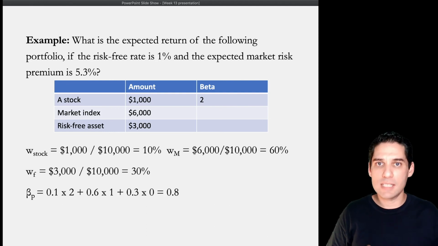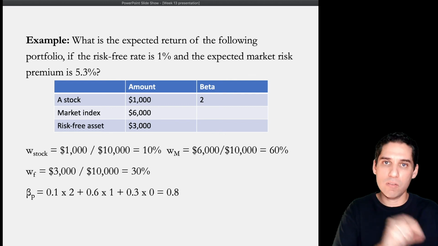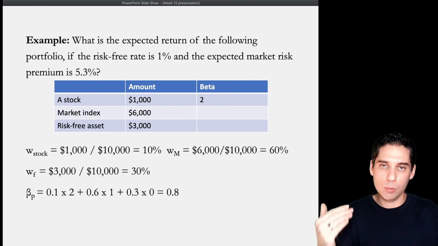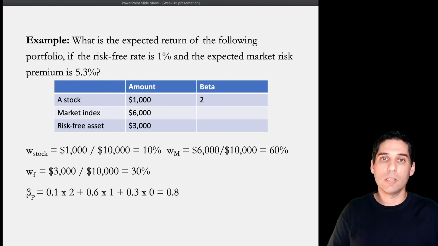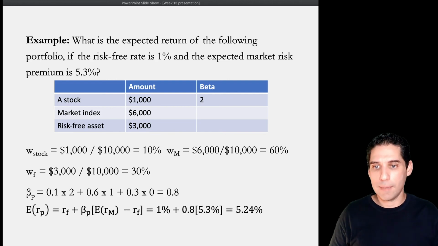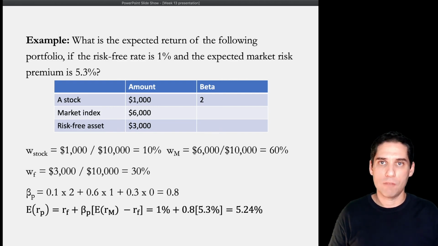So a relatively safe portfolio. Even though we had a stock with a beta of 2, we had a low enough weight on that risky stock and a high enough weight in the risk-free asset that we were able to achieve a portfolio with relatively low risk. But no free lunch: relatively low systematic risk also means relatively low expected return. Plug this into CAPM. The risk-free rate is 1%, plus a beta of 0.8 times the expected market risk premium of 5.3% gives us a 5.24% expected return from this portfolio.